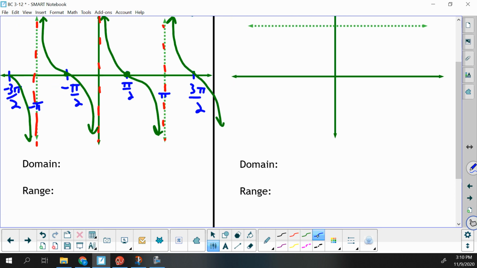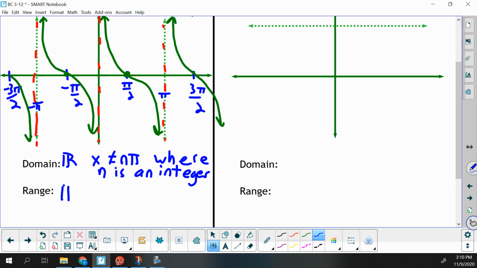Our domain, we again have all real numbers, but x cannot equal n pi, because we had 0 pi, 1 pi, 2 pi, negative 1 pi, negative 2 pi, where n is an integer. And our range we have is all real numbers.